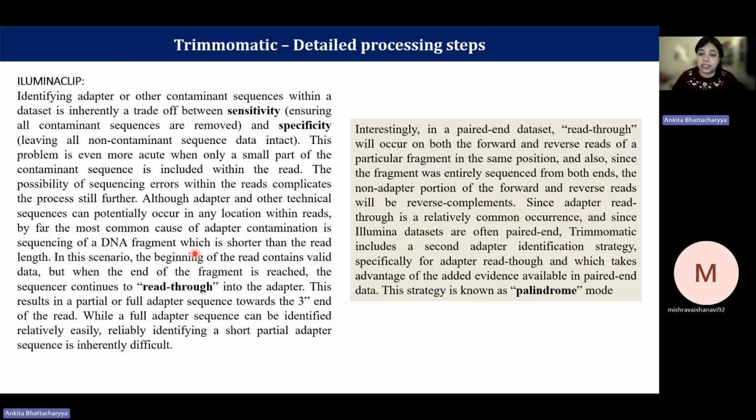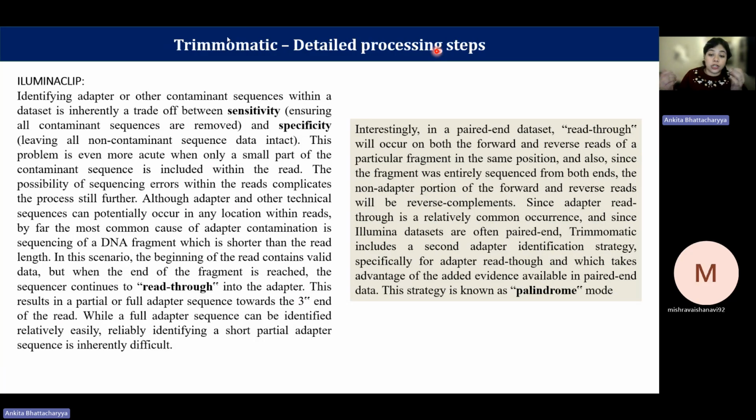is inherently difficult. So, interestingly, in a paired end data set, read-through will occur on both the forward and the reverse reads of a particular fragment in the same position. Also, because the fragment was entirely sequenced from both ends, the non-adapter portions will be reverse complements of each other. Now, since adapter read-through is a relatively common occurrence, and since Illumina datasets are often paired end, Trimmomatic includes another adapter identification strategy, which is called the palindrome mode. We'll look at it also in the next slide.